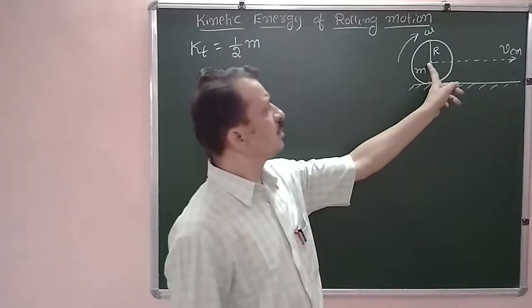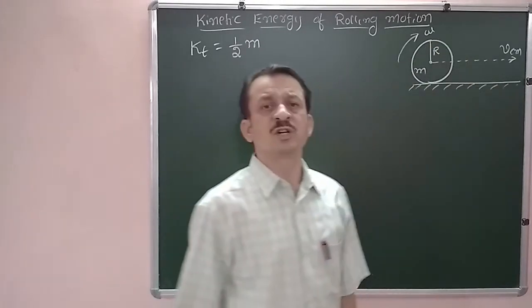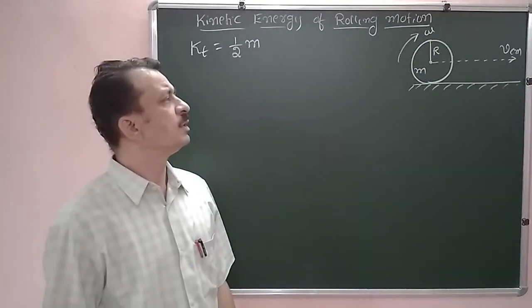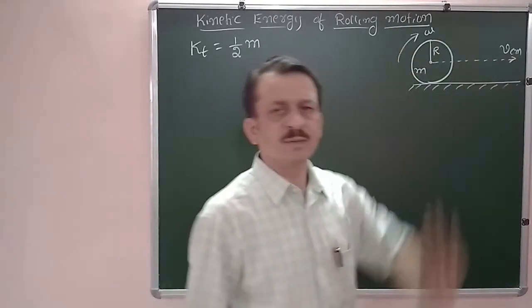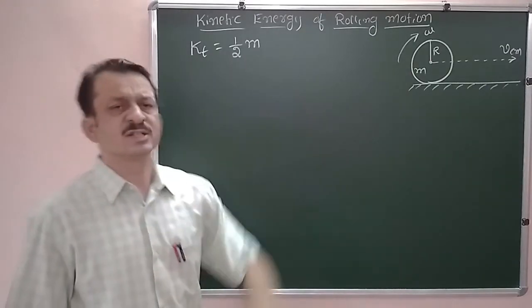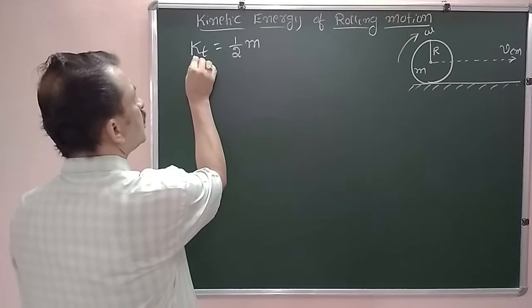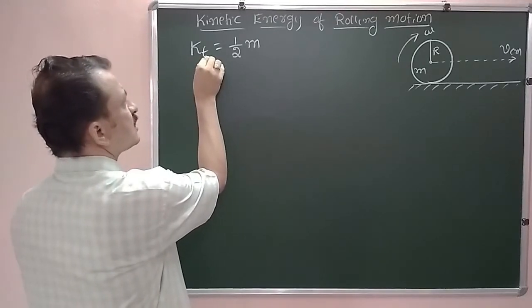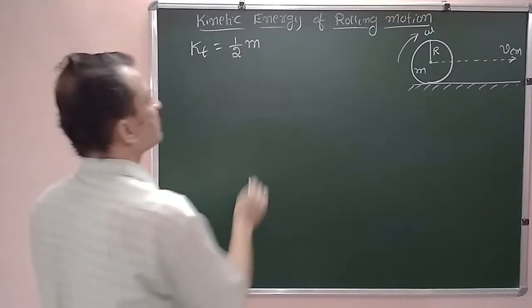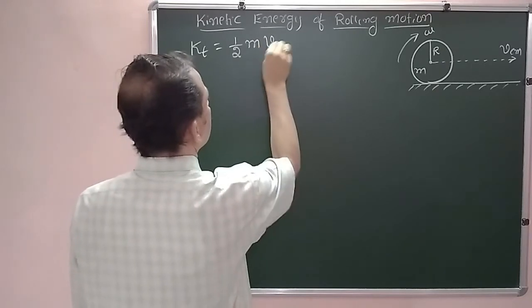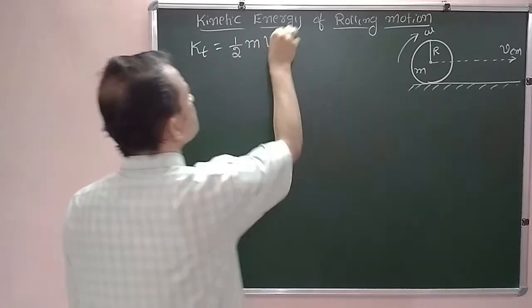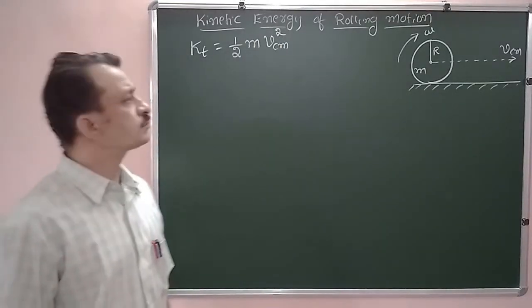Now this velocity of center of mass is denoted by VCM, and it is parallel to the surface on which it is having translational motion. So therefore, the translational kinetic energy kT is given by half m VCM square. That's clear.